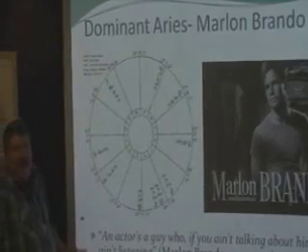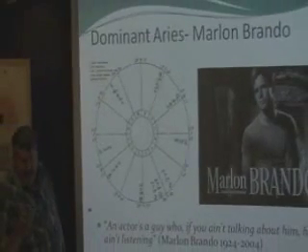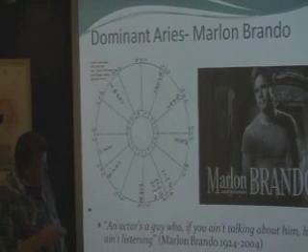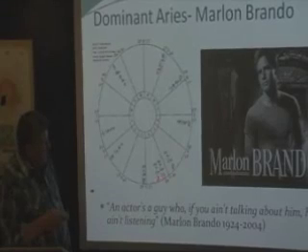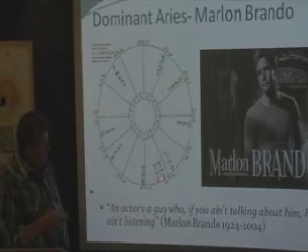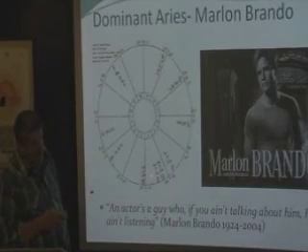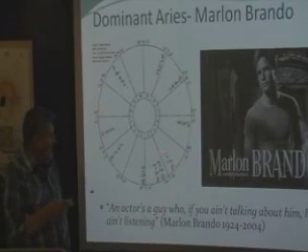How's that for an Aries quote? So let's look at this. We have the moon and the sun conjunct in Aries. They're just 1 degree apart, 1 degree in 5 minutes. And we have Mercury in Aries.